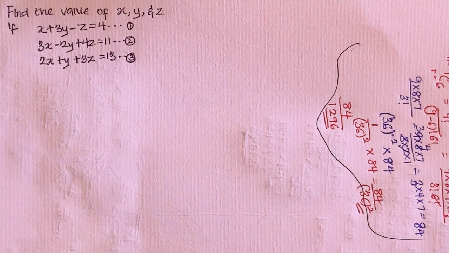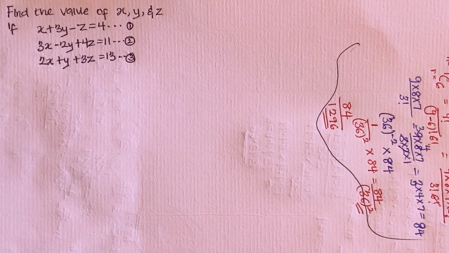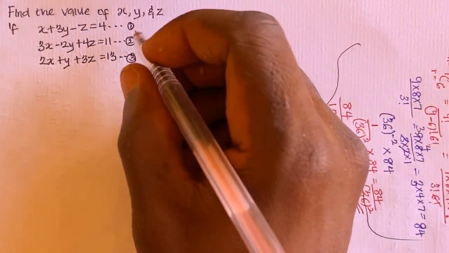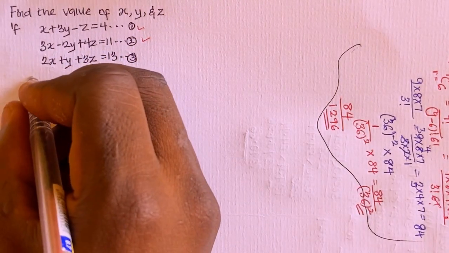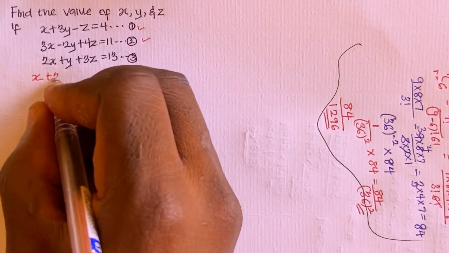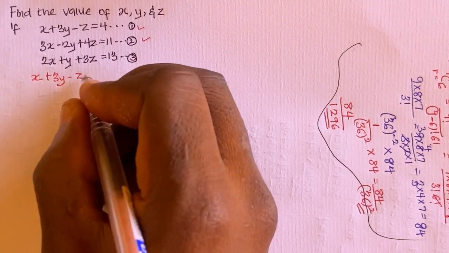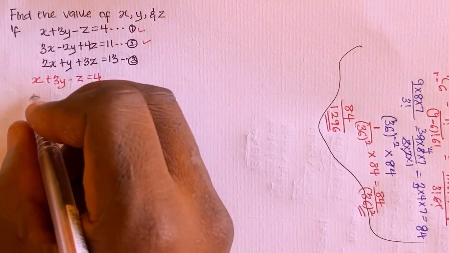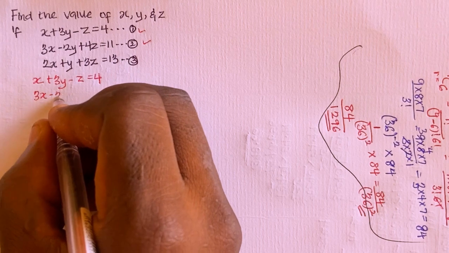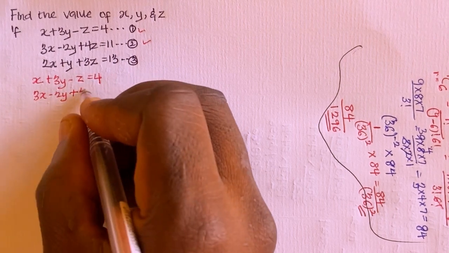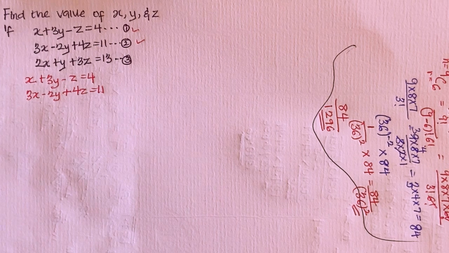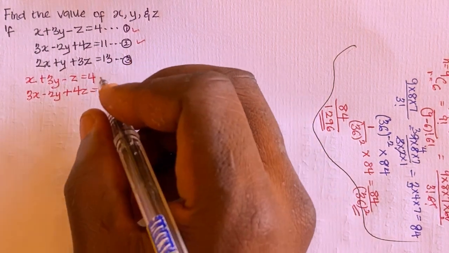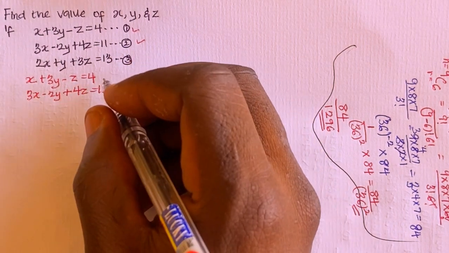Now, as you all know, I'm going to pick the first two equations. That's my first step. Then I have x plus 3y minus z equals 4, and the second one, 3x minus 2y plus 4z equals 11. I can choose to eliminate any of the variables, but I always choose to eliminate z first because I don't like z.